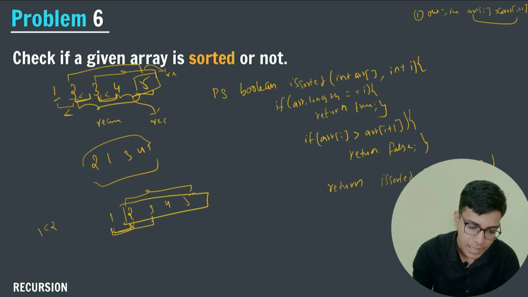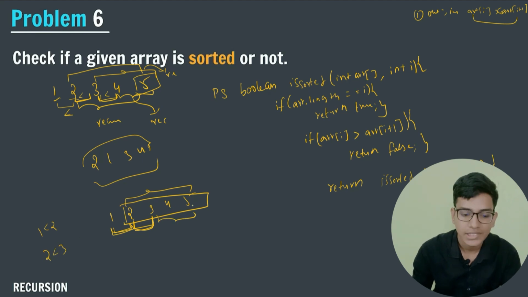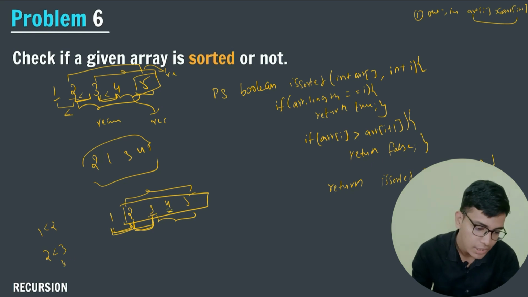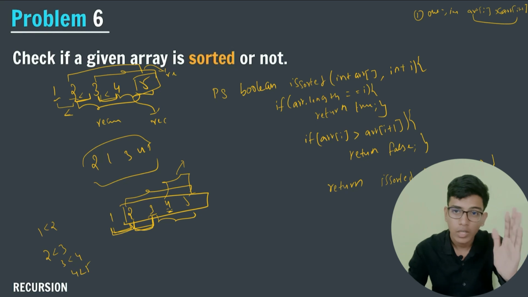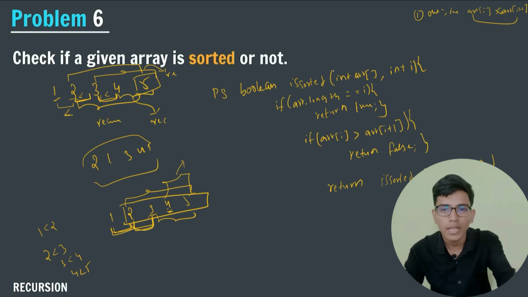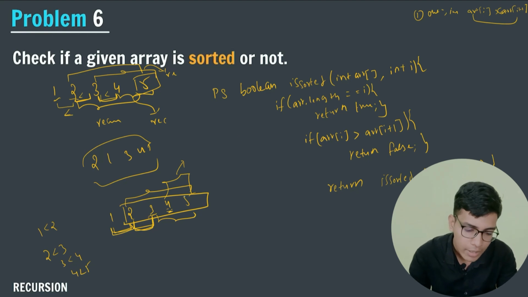After that I am comparing these two values. If this is also true, that is 2 is less than 3, then I will call the function for this array and check these two, right? If this is also true, that is 2 is less than 4, then I will call this array, and if this is also true, then I have called my function for all the array elements. So you can see that I have called all the array elements.